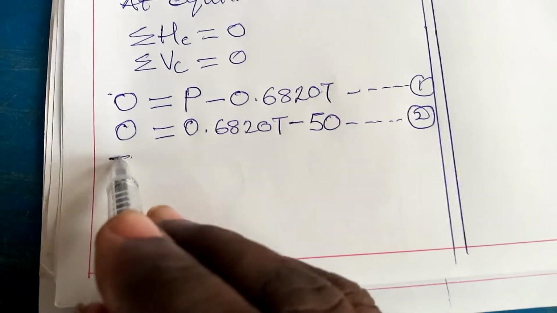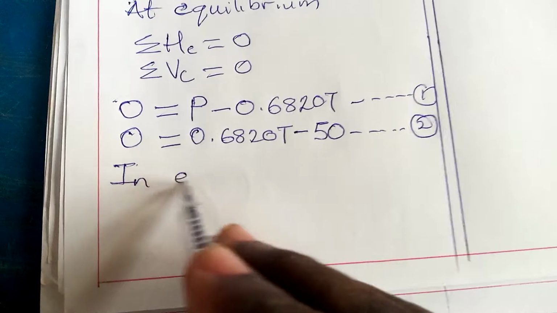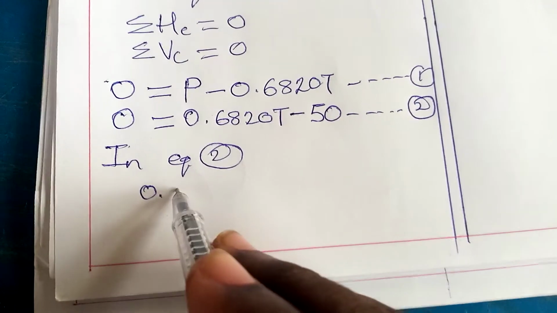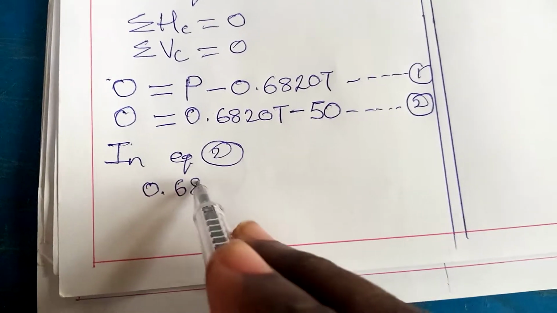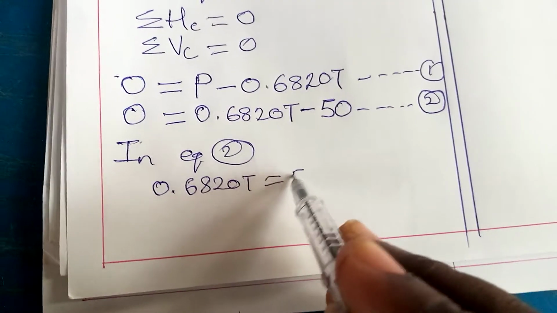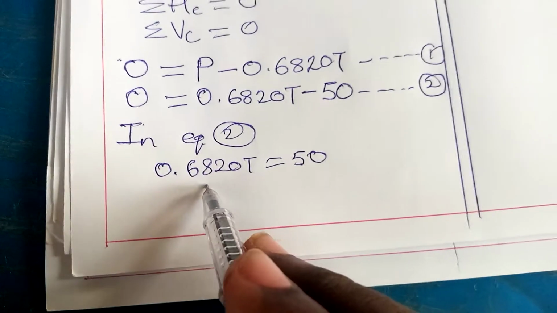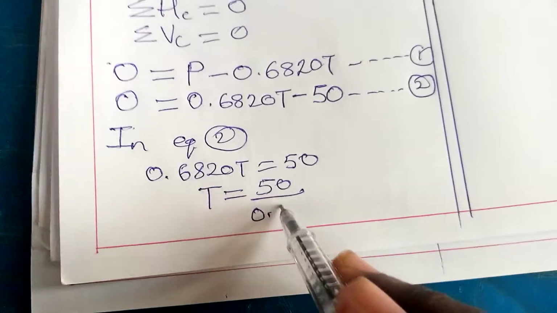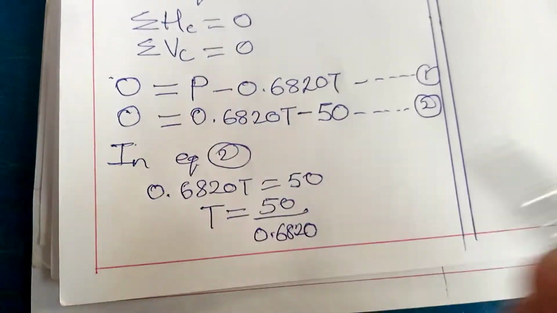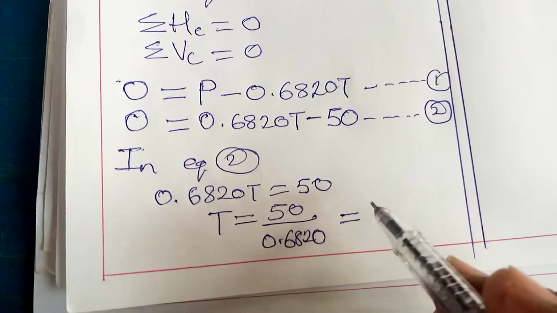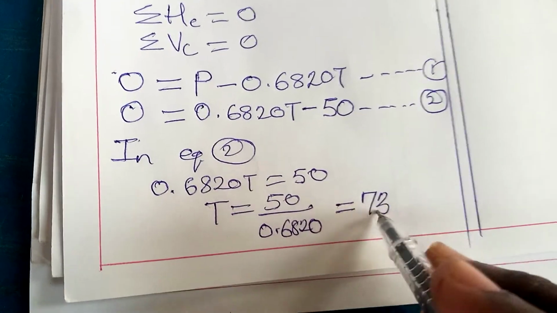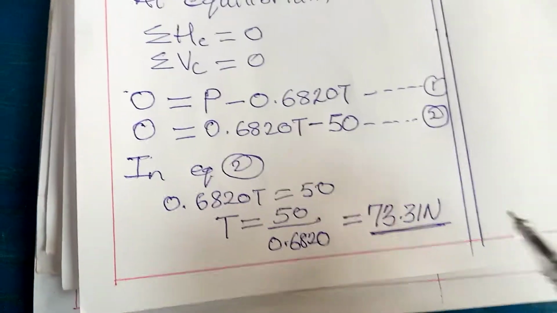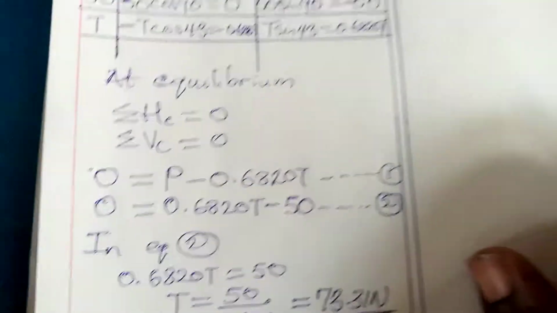So I can say in equation 2, that 0.6820T equals 50. Making T the subject of formula, we have T equals 50 all over 0.6820, and that is going to give us 73.31 Newton. That is the tension in the string.